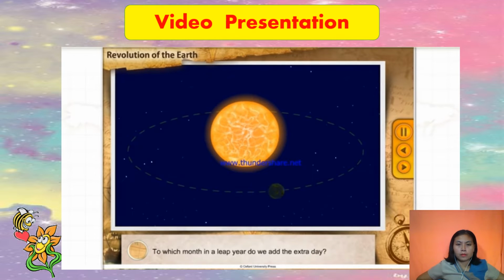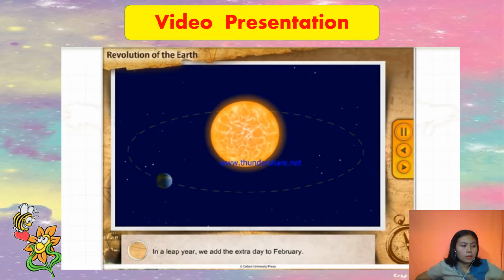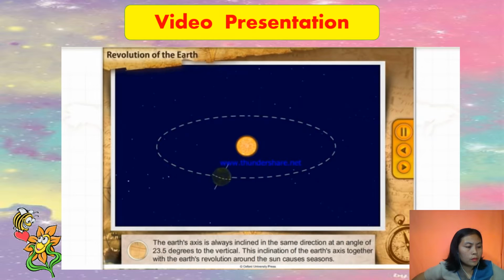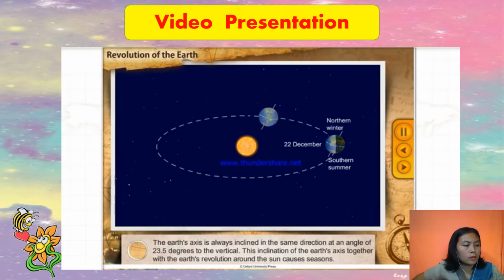To which month in a leap year do we add the extra day? In a leap year, we add the extra day to February. The Earth's axis is always inclined in the same direction at an angle of 23.5 degrees to the vertical. This inclination of the Earth's axis together with the Earth's revolution around the Sun causes seasons.